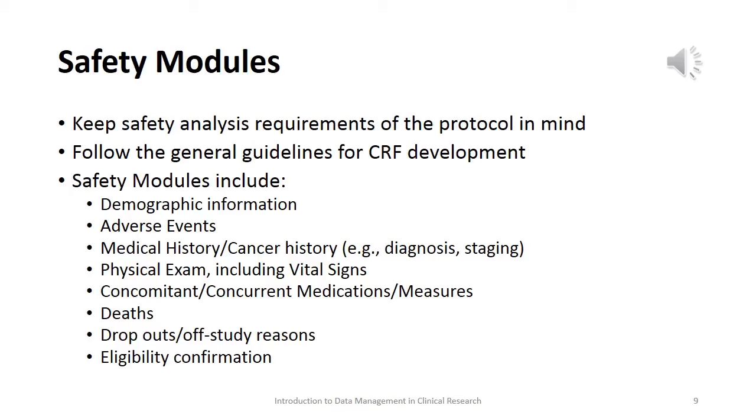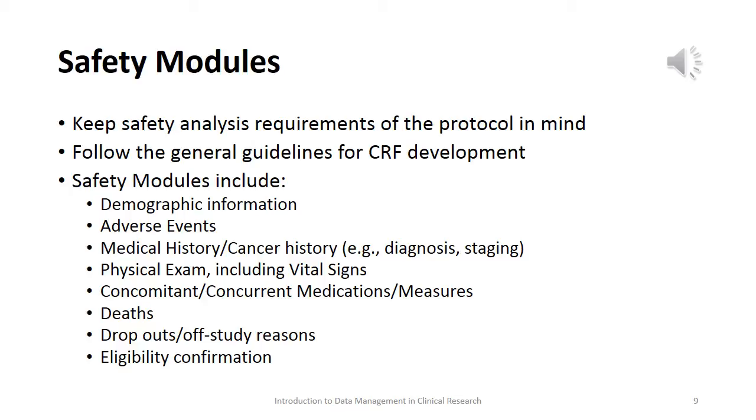We'll also have a physical exam that they'll undergo. That'll include vital signs. It'll include an examination of their body. We'll also collect concomitant or concurrent medications, and this could also include medical procedures that they have during the course of a trial. Safety modules also include death. In case a patient dies, there's going to be a page that collects information related to the death.